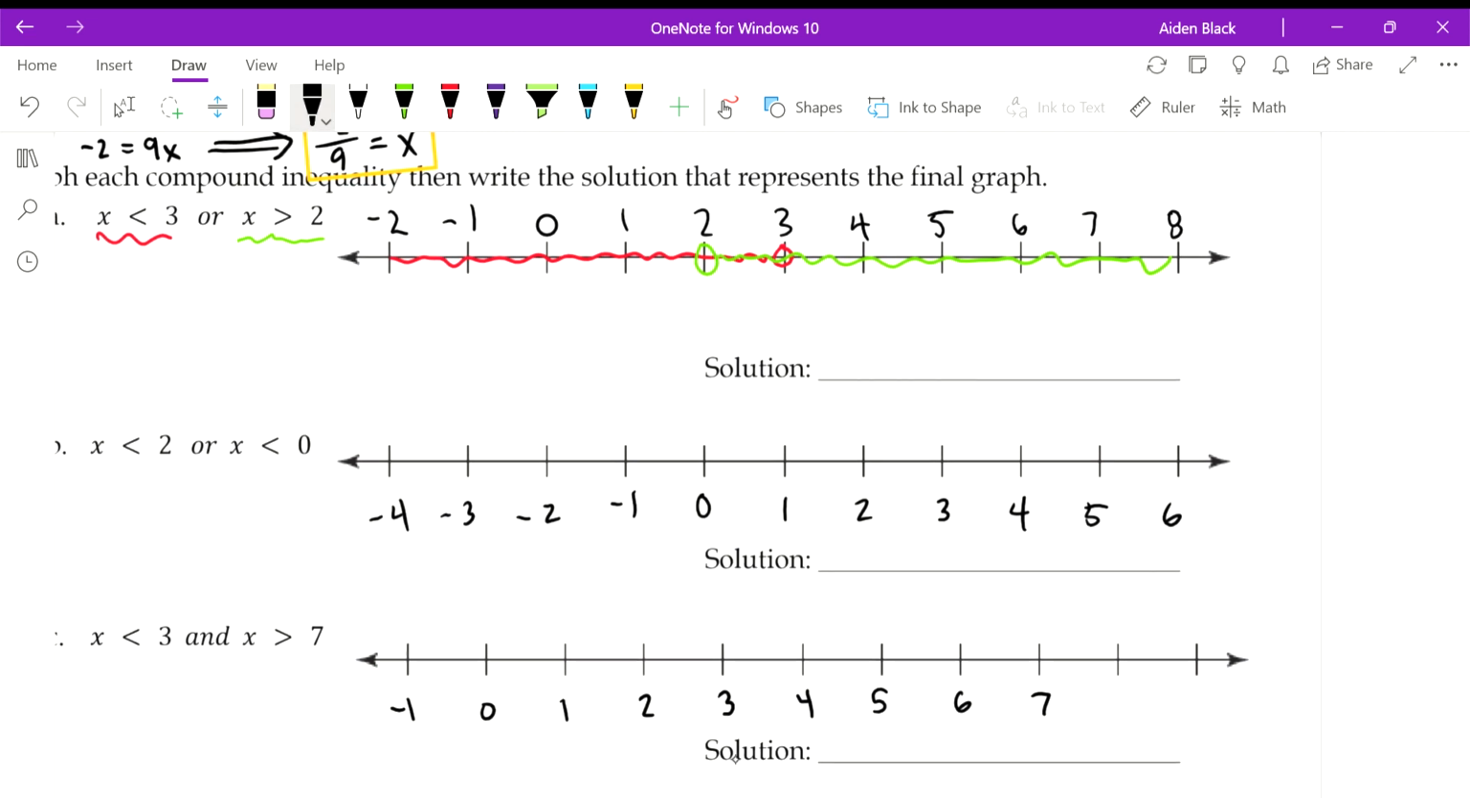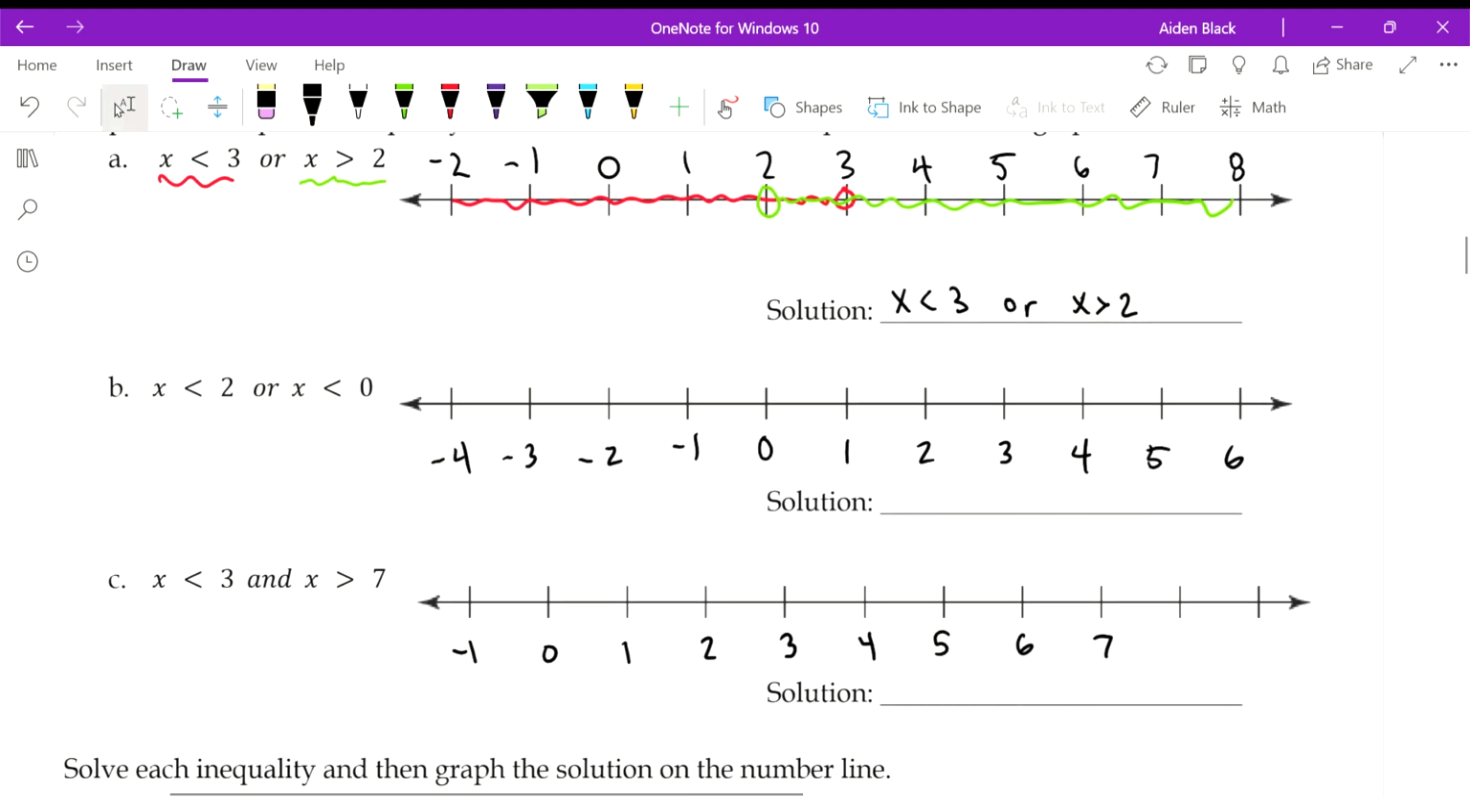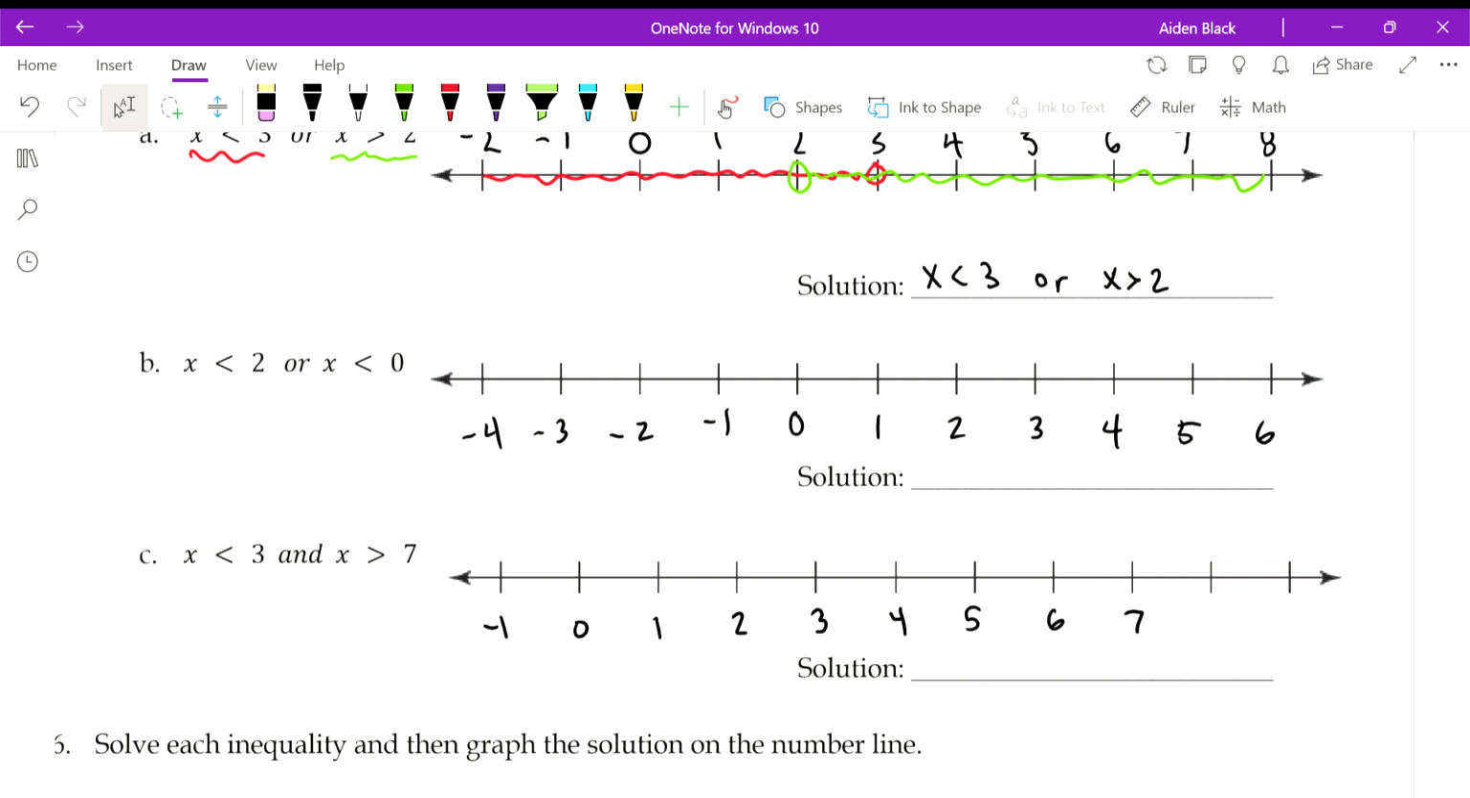So the way we'll write this is just simply the same exact thing. X is less than 3 or x is greater than 2. We can write it just like that. How about this one? X is less than 2. Here's 2. Or x is less than 0.